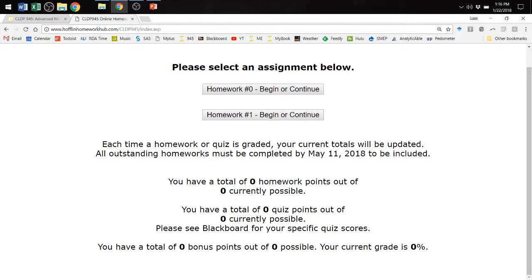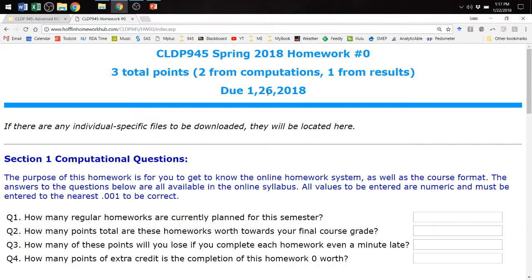Every time a homework closes, it doesn't update immediately. I have to go through and look at the homework and do a few keystrokes just to make sure that everything is okay before it updates. So I have that level of quality control built in, but it should be updated reasonably soon after each homework is due.